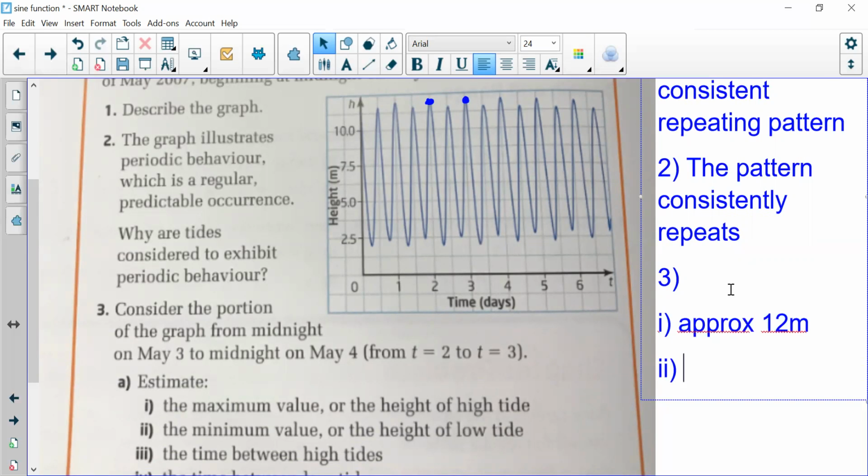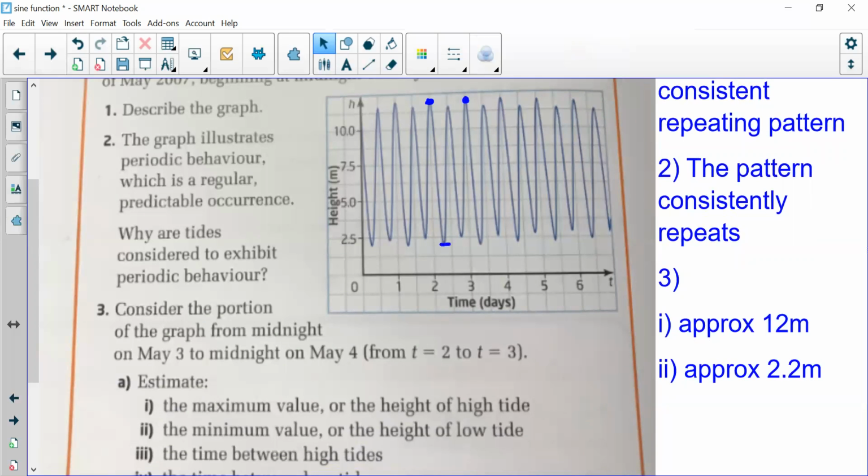What looks like the minimum value, or the low tide? What's the smallest number you see? 2.3 or 2.2. If we say approximately, we're pretty close. Approximately 2 point, what do we think? 2, okay? Because we're looking at this distance here, which is kind of hard to predict exactly where that is.